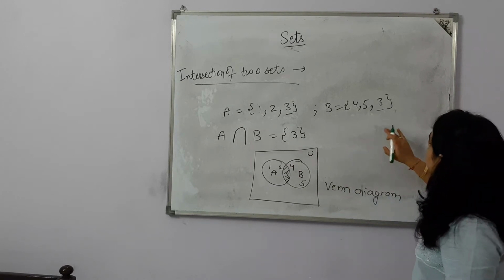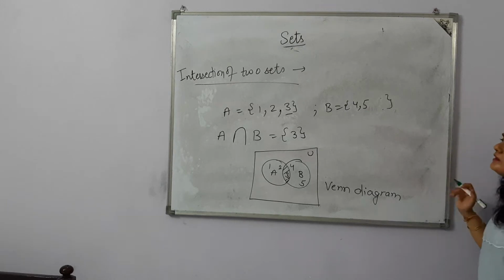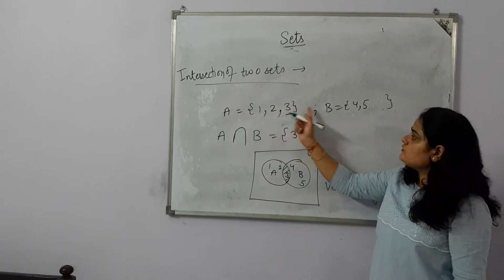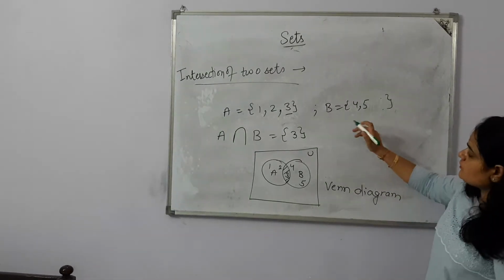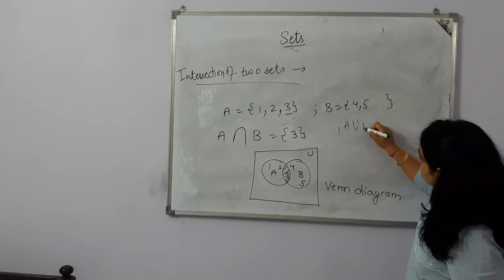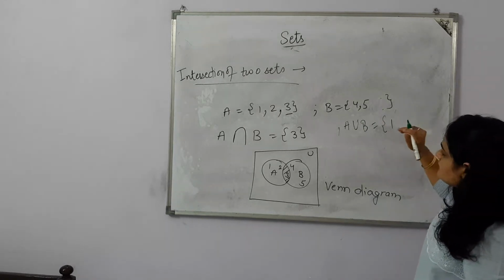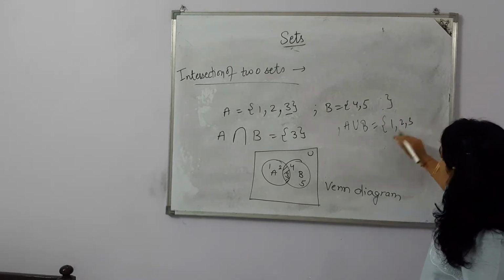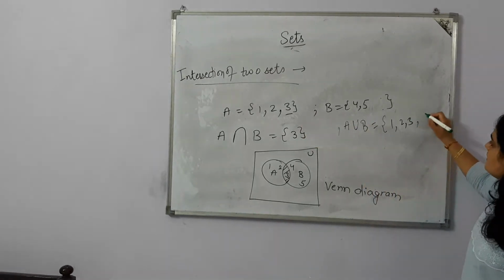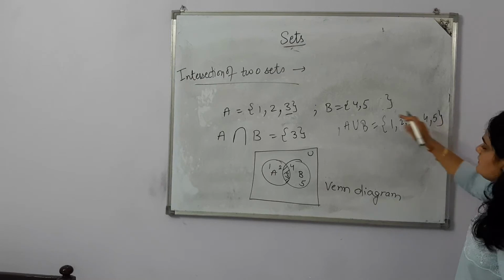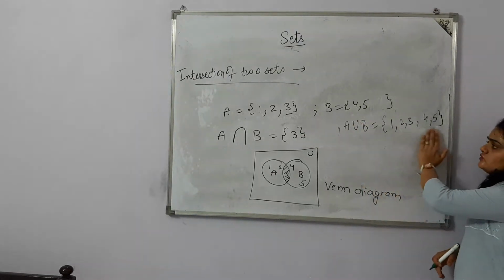So let's take one more example. I am taking this very example. A has 3 elements 1, 2, 3, and B has 2 elements 4 and 5. Now if we talk about A union B, then we can combine the elements 1, 2, 3. The set contains all the elements of A as well as of B, 4, 5, and no element is repeating. So we have written all the 5 elements 1, 2, 3, 4, 5.